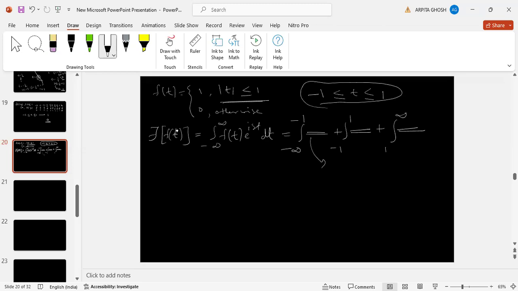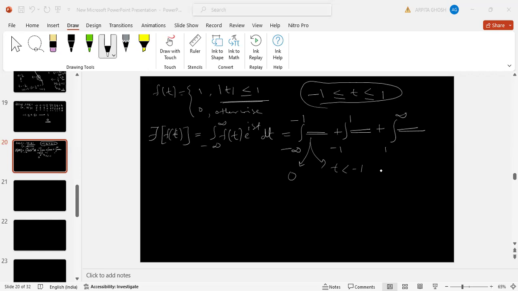This range means t is less than minus 1. And if t is less than minus 1, in that case, the functional value is 0. T less than minus 1 means the functional value is 0.